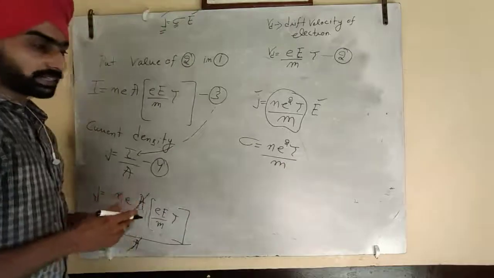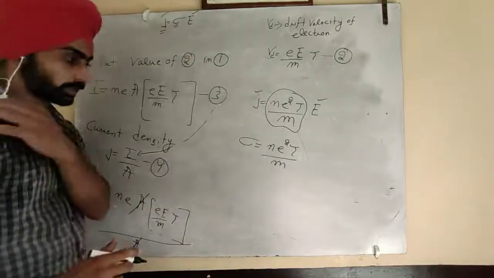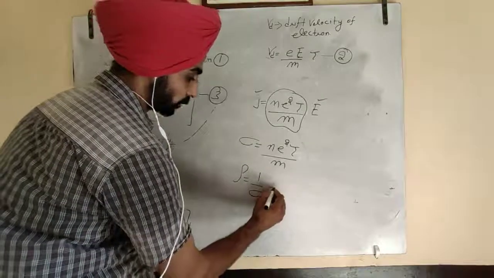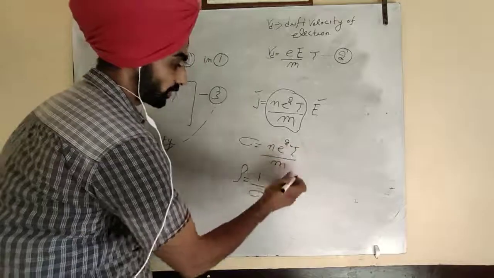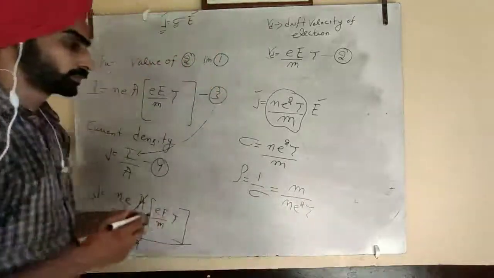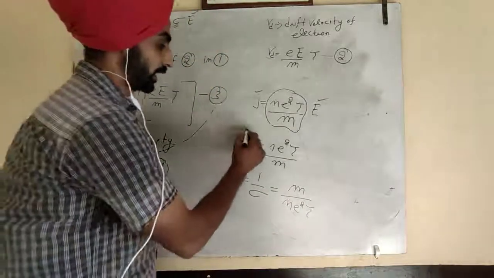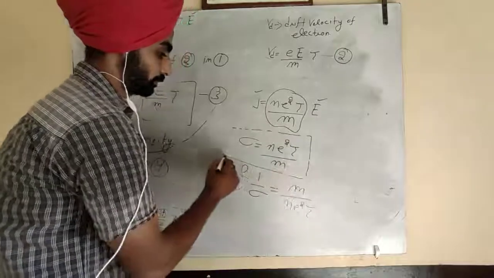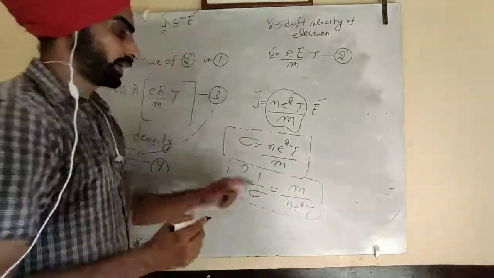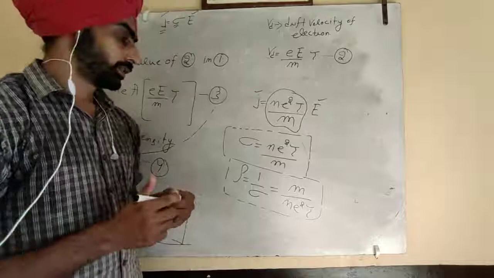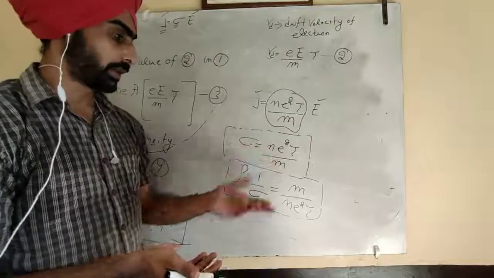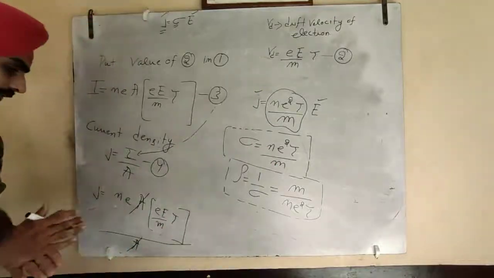So this is the value of conductivity, and you know resistivity is equal to the inverse of conductivity. So what is the value of resistivity? It's opposite: m upon ne squared tau. This can be used in a numerical, and this is the value of resistivity, where n is the number of charge carriers per unit volume in a conductor, e is the charge on an electron, tau is the relaxation time, and m is the mass of an electron.